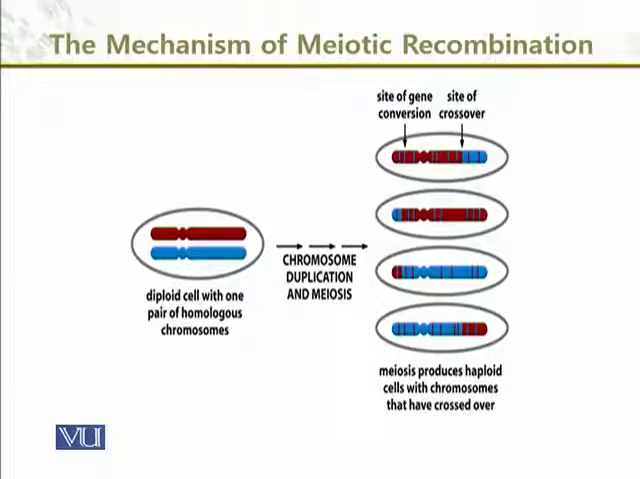On the left, there is a diploid cell with a pair of homologous chromosomes, as seen. It is joined together, the mechanism occurs, and the site of gene conversion is there, left and right, new genes are produced, and meiosis produces haploid cells with chromosomes that have crossed over. So from one cell, four haploid chromosomes are formed.